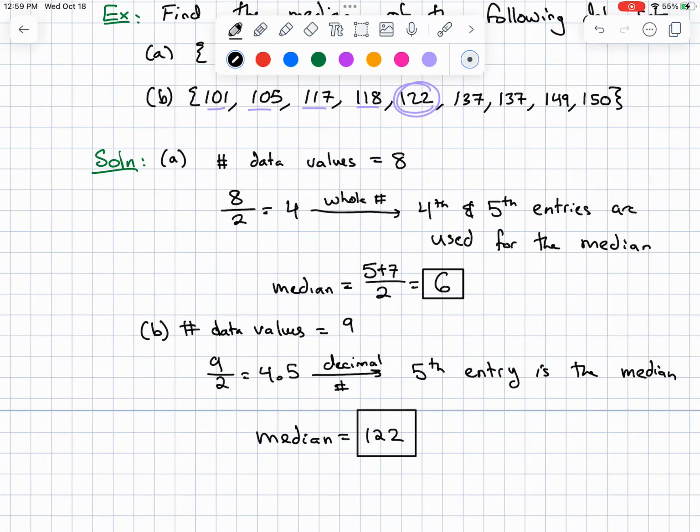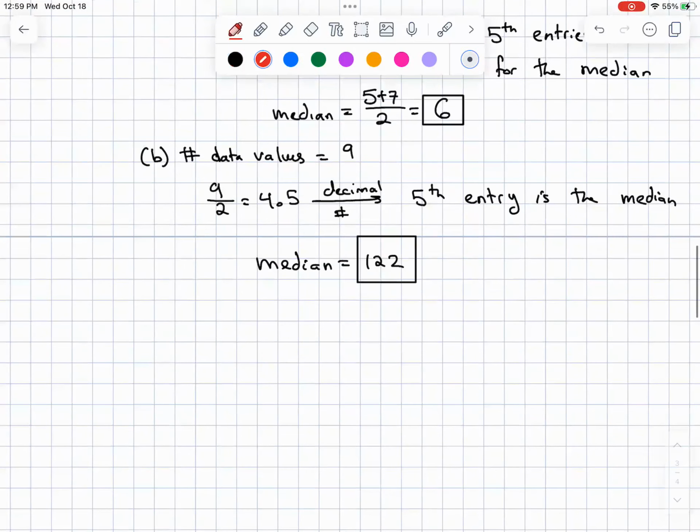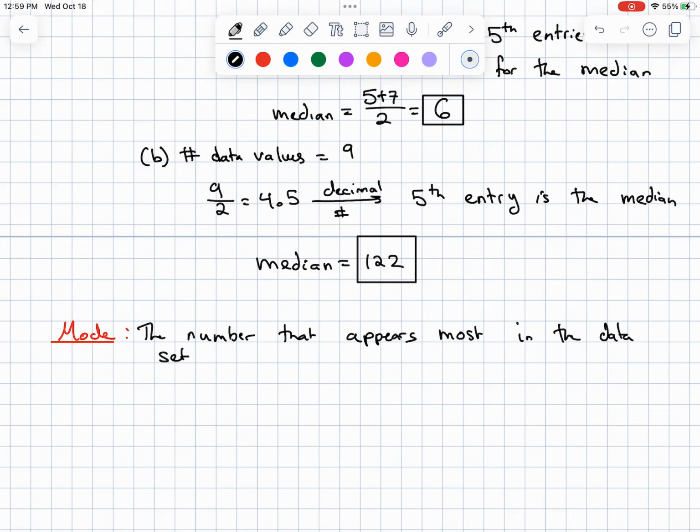All right. And the last type of average that we get is the mode. It just always makes me think of ice cream, a la mode. The mode is the number that appears most in the data set, i.e., it has the largest frequency.